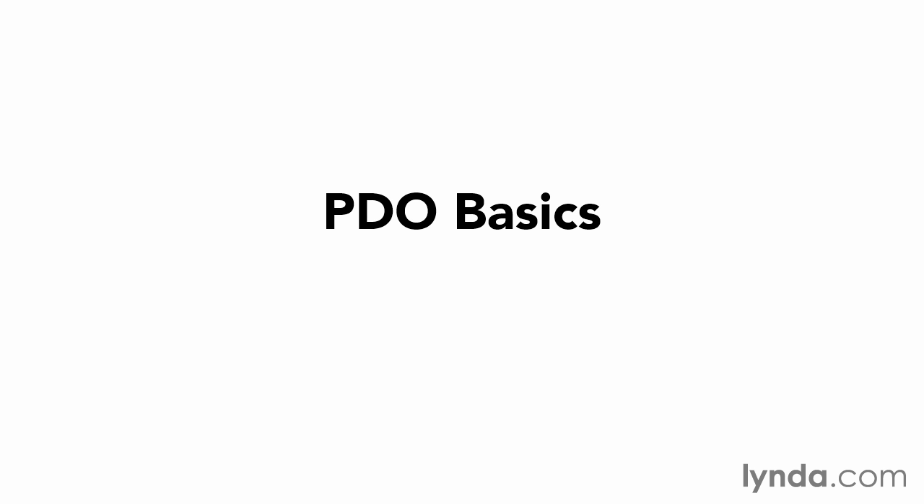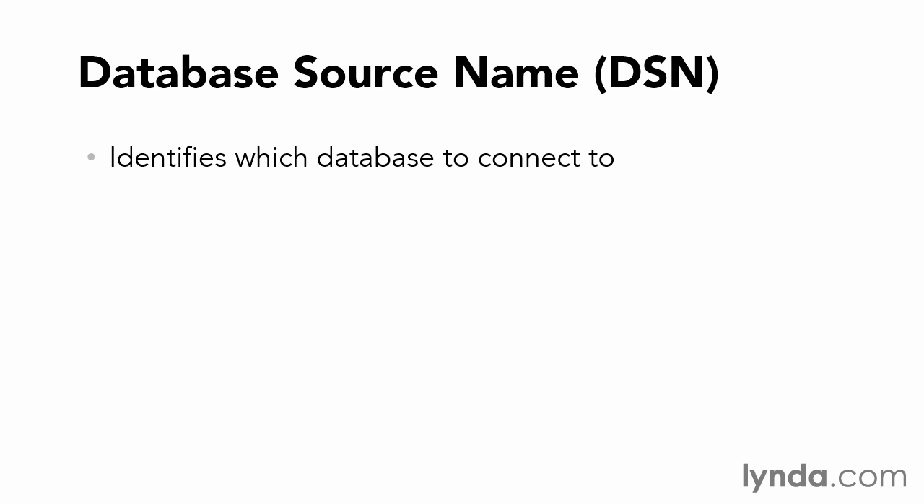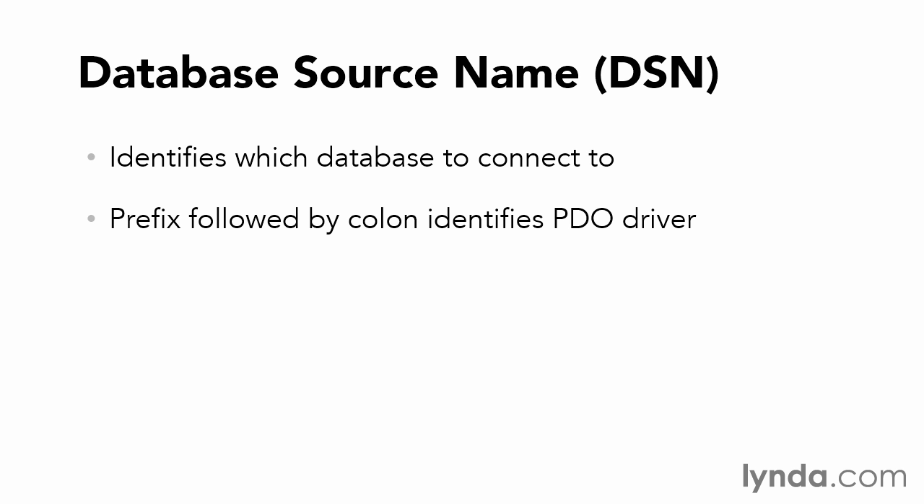In this chapter, we'll take a look at basic database operations using PDO. Before you can do anything with PDO, you need to create a database source name, or DSN. This is simply a string that identifies the database you want to connect to. It begins with a prefix indicating the database system you're using.